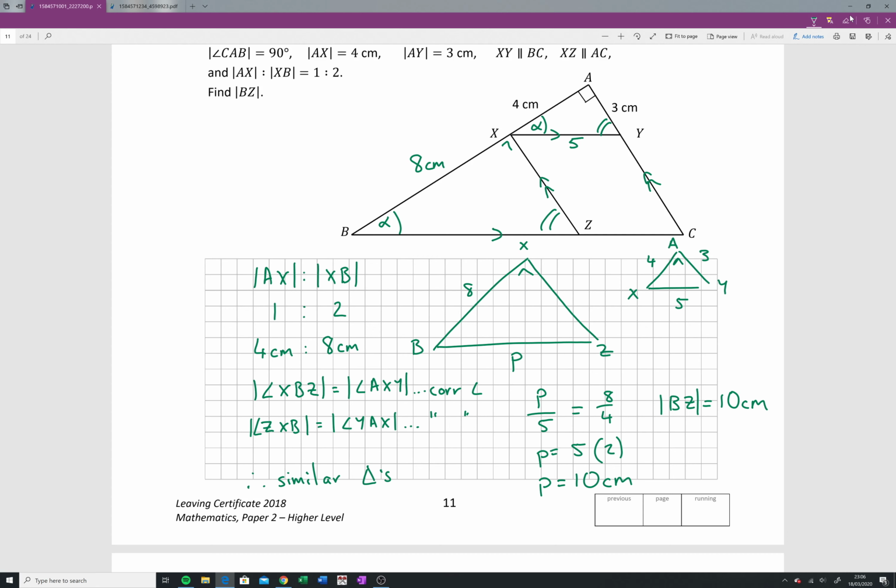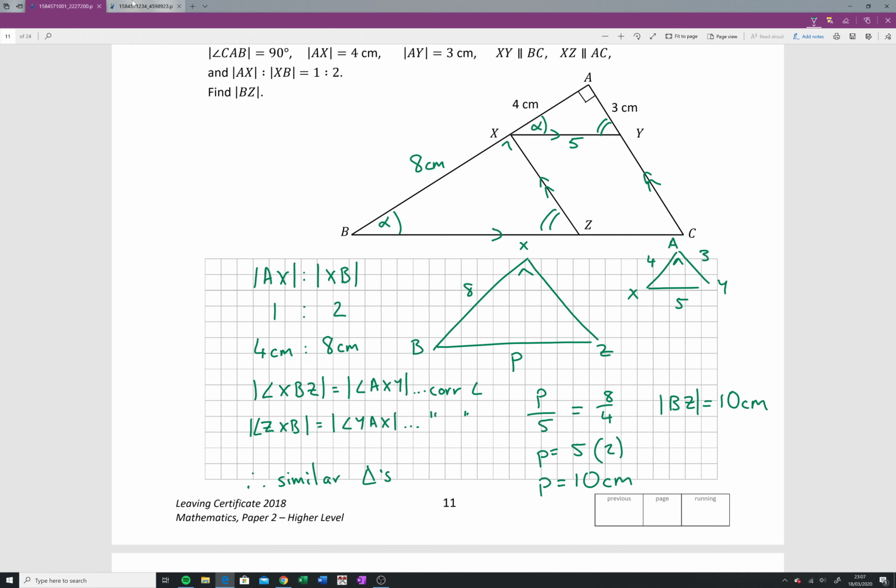So they might have wanted you to do that. I'm not going to even look up the marking scheme as to what they actually wanted, because it changes year by year. So you're best just covering yourself and just not taking a risk with it, really. So that was 2018 paper 2.